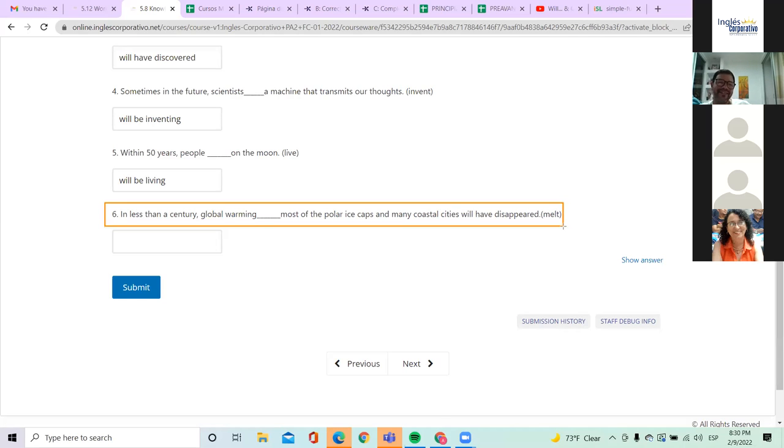In less than a century, global warming will have melted most of the polar ice caps and many coastal cities will have disappeared. Thank you so much, Roxana. So in less than a century, global warming will have melted most of the polar ice caps and many coastal cities will have disappeared. Coastal cities that are right next to the ocean or right next to a lake, right next to any body of water. So will have melted. Is that right? But I have a question in that.